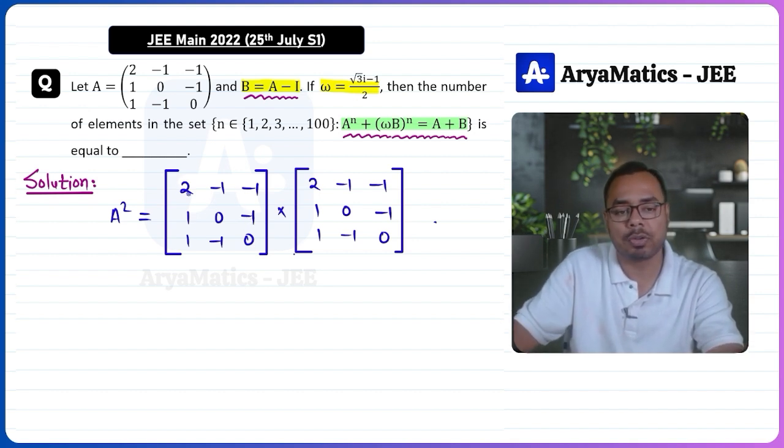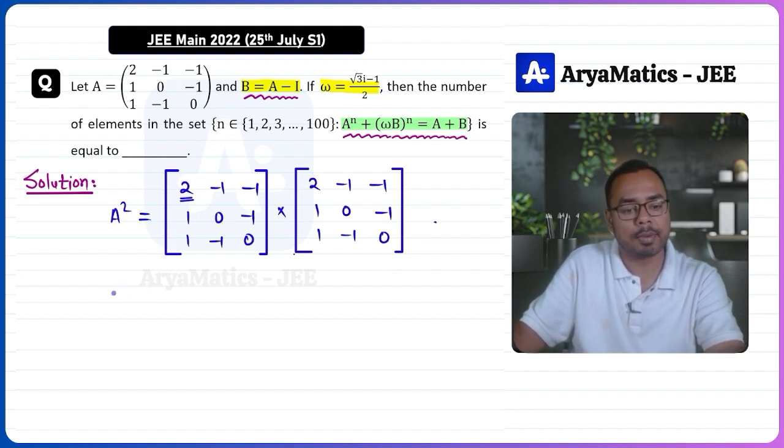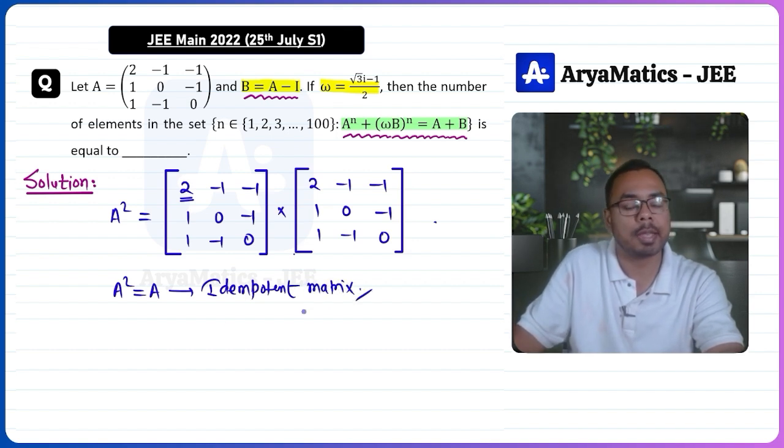If you multiply first row, first column, then we are getting 2 minus 1, that is 4 minus 1 minus 1, so that is 2. So you will get this element. First row, second column will give you minus 1, and so on. This multiplication you can do on your own. Once you calculate A square, you will find that A square is the same as matrix A. And if A square is matrix A, that means the given matrix is an idempotent matrix. In case of an idempotent matrix, A square is matrix A.